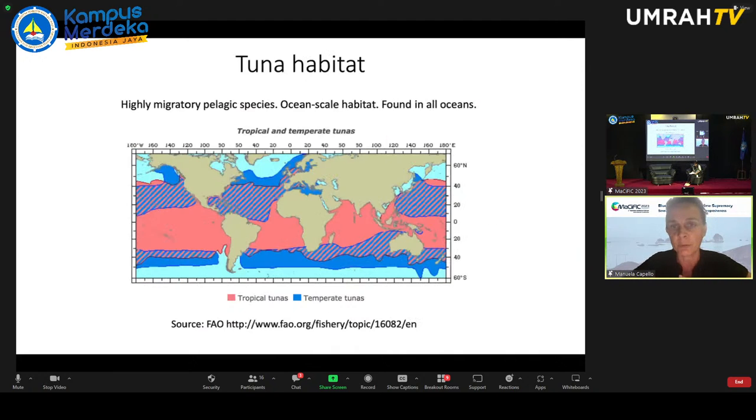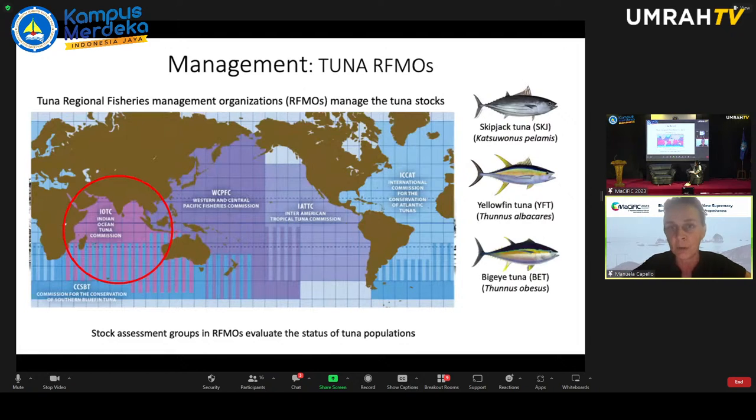The habitat of tropical tuna is at the scale of the full ocean, and tuna is found in all oceans. In particular, tropical tuna is found in tropical waters worldwide. So it is a highly migratory pelagic species. Because of this large habitat, the management of tuna is done at the level of the oceans. In the Indian Ocean, there is a tuna fisheries management organization called IOTC, the Indian Ocean Tuna Commission. Every year, the IOTC hosts experts to perform the stock assessment to assess the health status of the populations of tropical tuna.